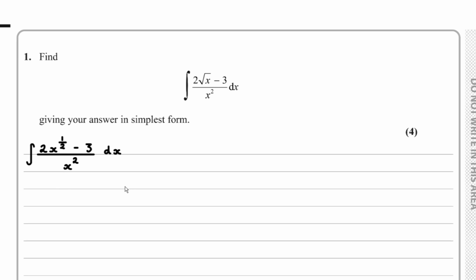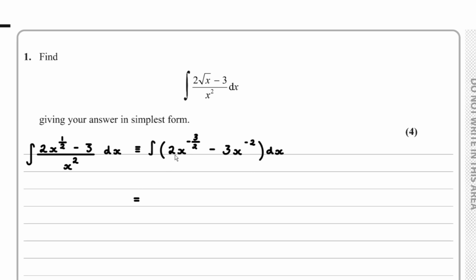What this is equivalent to is the integral of 2x to the 1/2 divided by x squared, that's 2x to the negative 3 over 2, and negative 3 over x squared is the same as negative 3x to the negative 2. So we integrate 2x to the negative 3 over 2 subtract 3x to the negative 2 with respect to x.